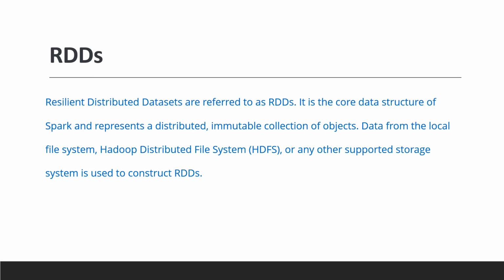RDDs, which stands for resilient distributed datasets, are referred to as RDDs. It is the core data structure of Spark and represents a distributed, immutable collection of objects. Data from the file system, Hadoop distributed file system, or any other supported storage system is used to construct RDDs.